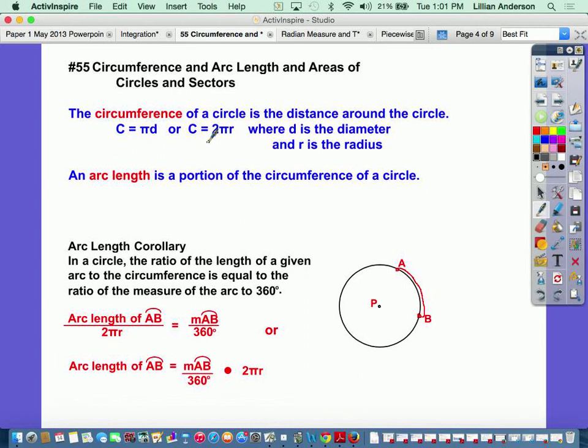Now, arc length is a portion of the circumference of a circle. It's not the degree measure, it's actually the length. So how much of the circumference is that particular arc? To find it, we use this formula, which says the measure of the arc, the actual degree measure, divided by 360, times 2 pi r.